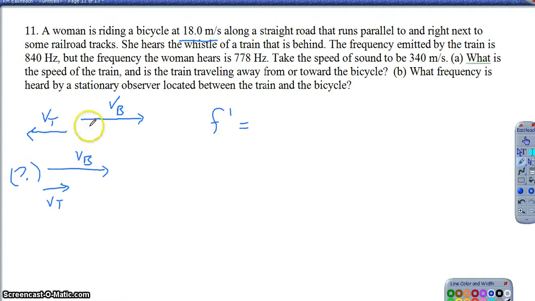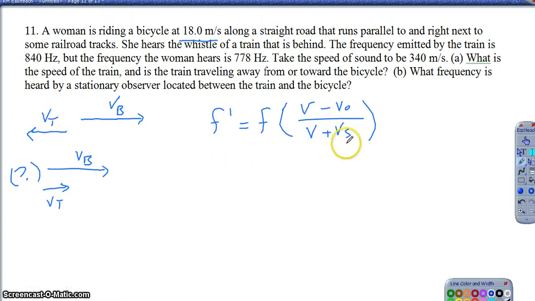Okay, so if they're both moving in opposite directions, then I'm just going to account for both of them in the Doppler effect here, right? So the velocity minus the velocity of the observer, because she's moving away from the train in this situation. And then on the bottom, I'm going to do the velocity plus the velocity of the source, so the speed of sound in air plus the velocity of the source, because again, I'm saying that the train is also moving away from her.